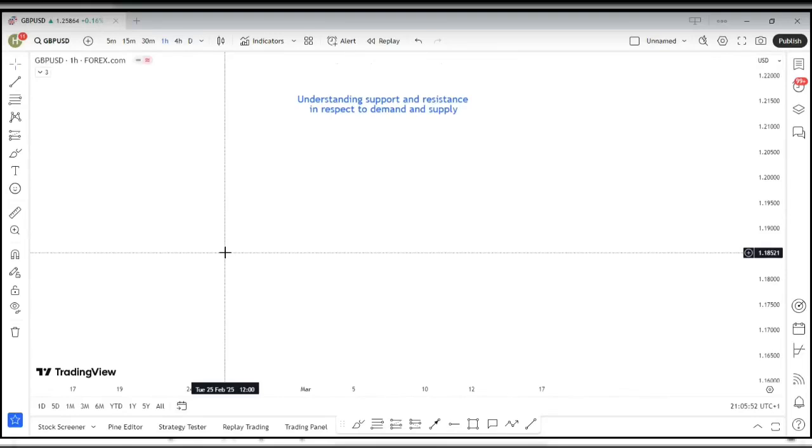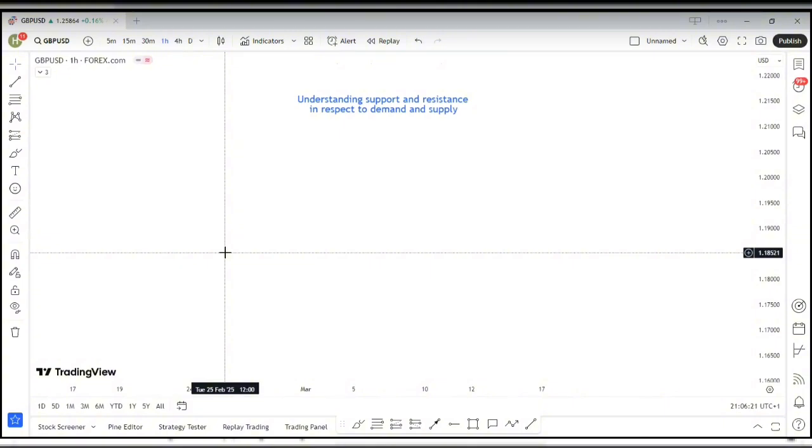Okay, so let's continue. I say understanding support and resistance with respect to demand and supply, right? Support and resistance is the price level, or key level, where the market reacts from due to the forces of demand and supply, respectively.